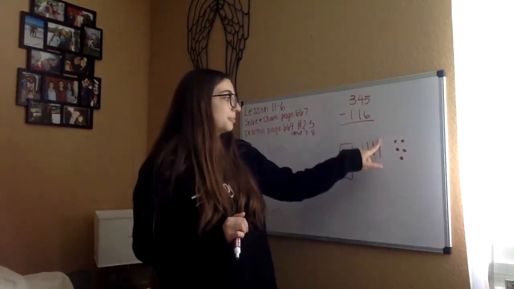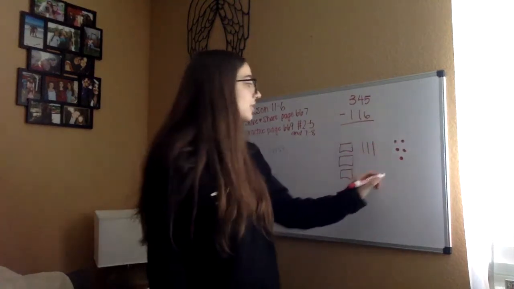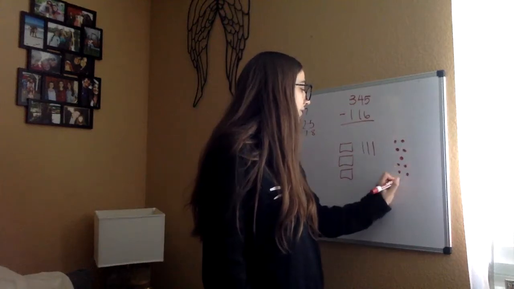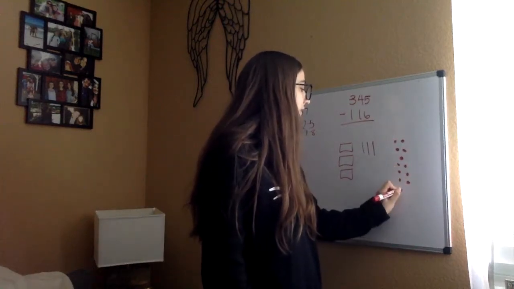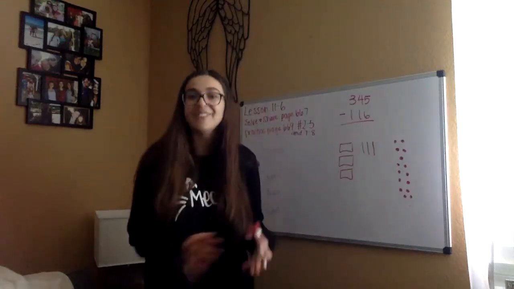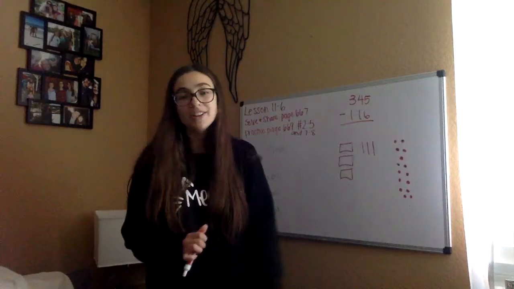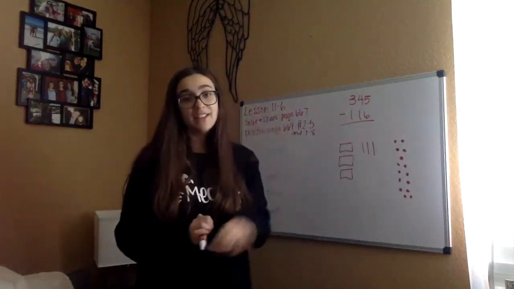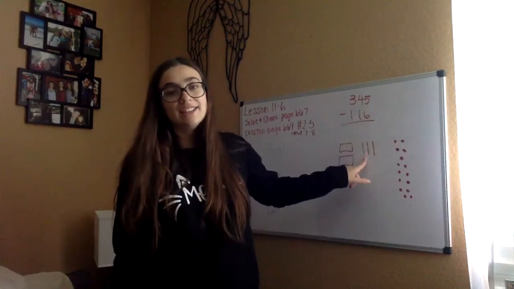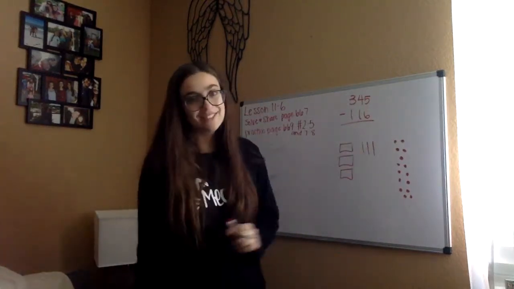I'm going to regroup a group of tens into 10 ones. So I erased a group of 10, and I'm going to draw 10 ones. 1, 2, 3, 4, 5, 6, 7, 8, 9, 10. Now I certainly have enough to subtract 6, so I'm going to take the 15 ones that I have and cross 6 of them out. I know I have 15 because I had 5 ones before and I added 10 ones. 10 plus 5 is 15, so I have 15 ones. I'm going to cross 6 of them out.